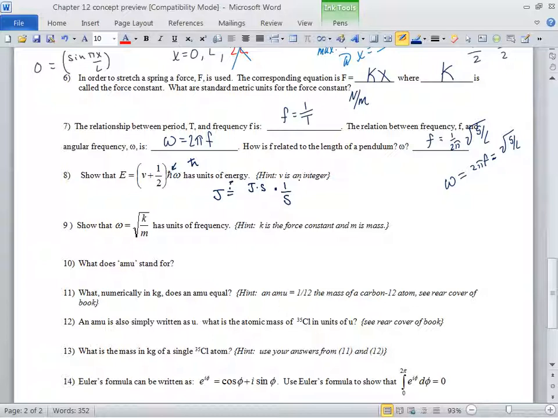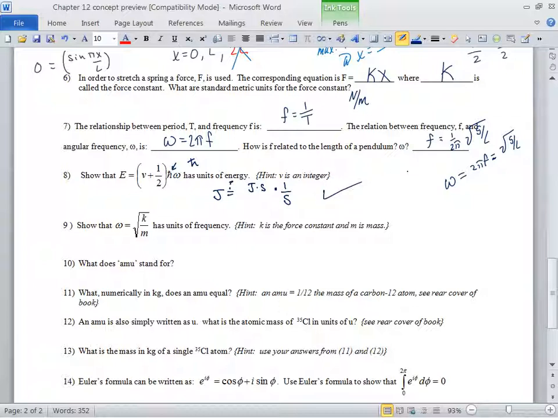I guess what I'm saying is when you see f, they talk about hertz or per second. When they talk about omega, you'll very often see radians per second, but the radian disappears. It's really not a unit. It's unitless. It's weird. Show that omega equals a square. Well, see how the seconds cancel. You get joules. You're done.